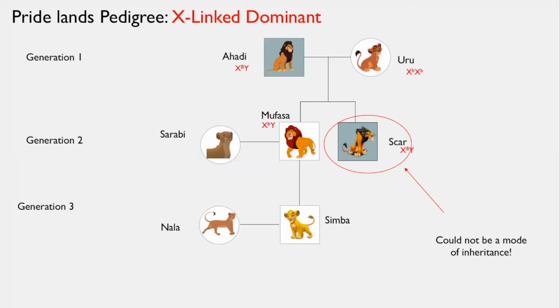If Ahadi is X^b Y and Yuru is X^b X^b, there is not a possibility for Scar to genetically possess the trait because he would need to get the X^B from Yuru and she does not have one to pass on. Because genetically with an X-linked dominant mode of inheritance he would not possess the trait, and we know that he does, this means it could not be the mode of inheritance.